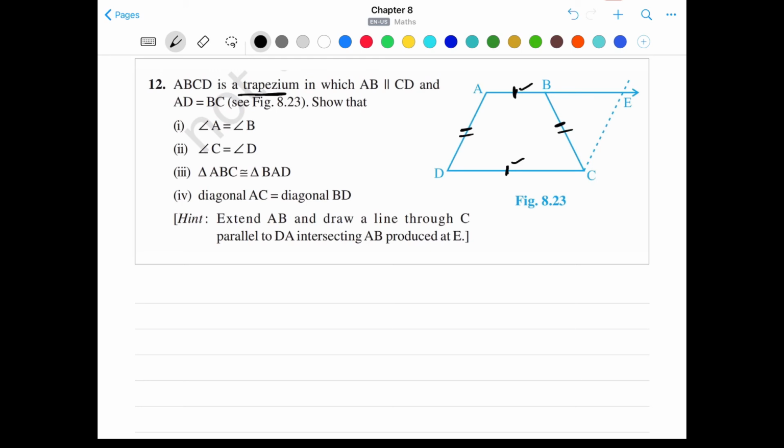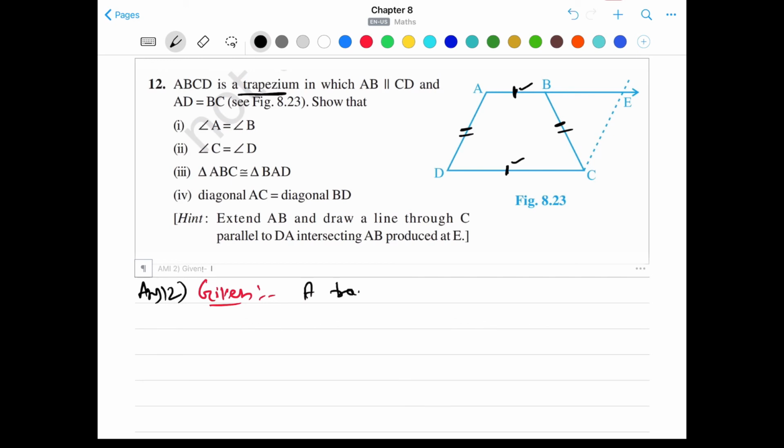Here we have to prove four things. First, angle A is equal to angle B. Second, angle C is equal to angle D. Third, we have to prove that triangle ABC is congruent to triangle BAD. Then, diagonal AC is equal to diagonal BD. Okay, so first we'll start with the answer to number 12. First we'll mention the given part.